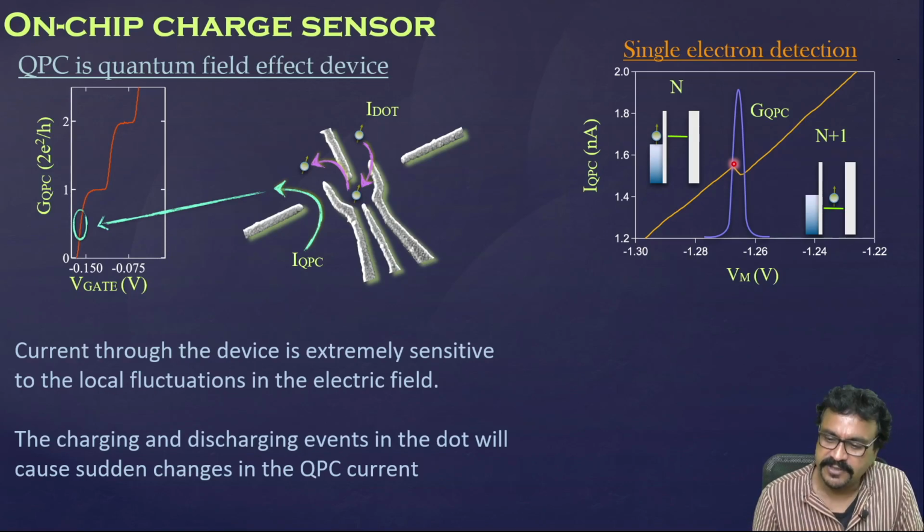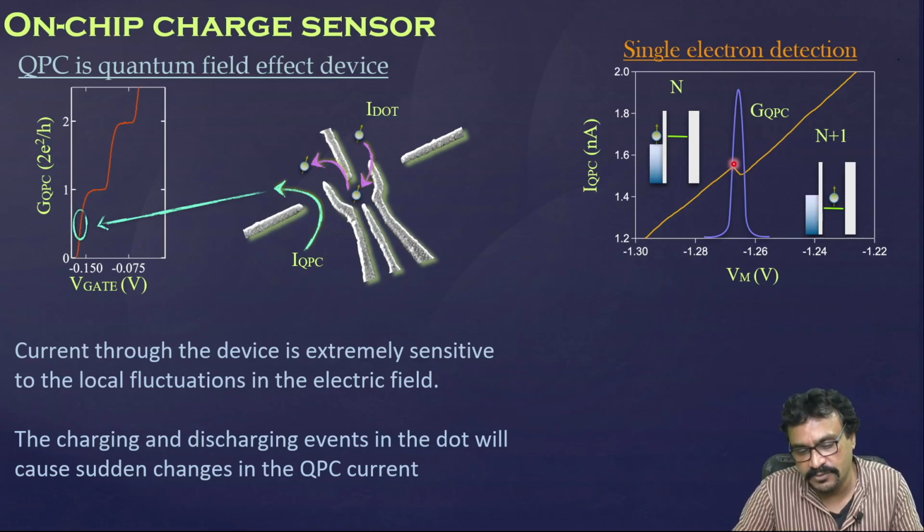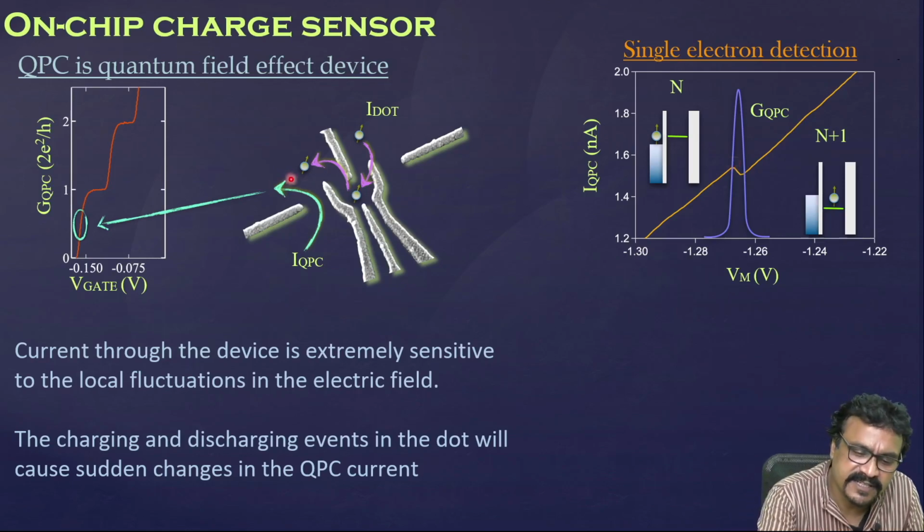In normal transport you get a series of Coulomb blockade oscillations which correspond to the charging and discharging of the dot. But as I told, when you go to smaller devices, smaller dots, the tunnel barriers become thicker and thicker, and you cannot measure the direct current through the system. Then what you do is you use a sensor.